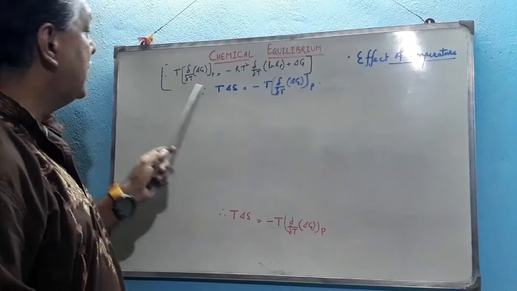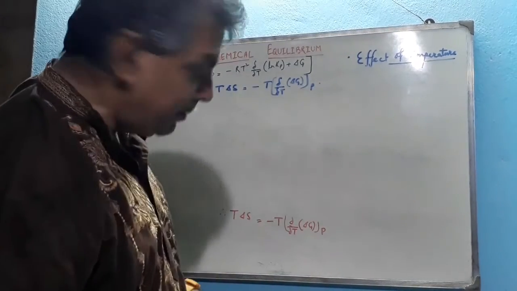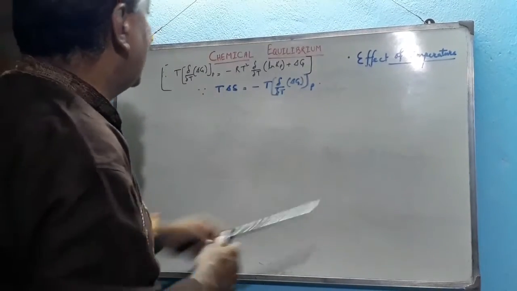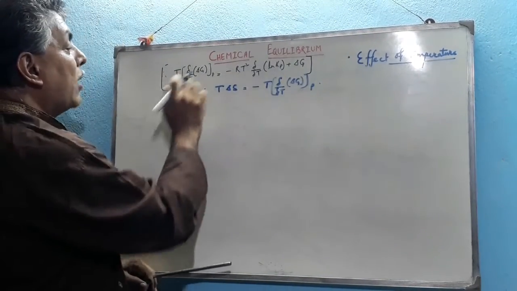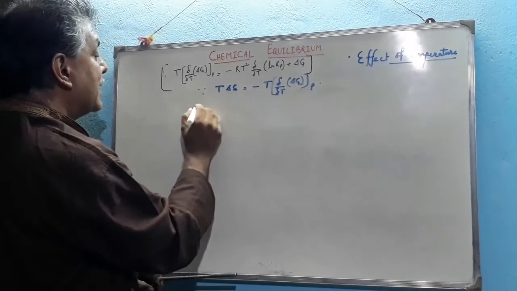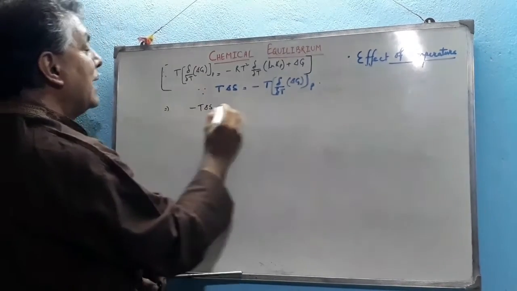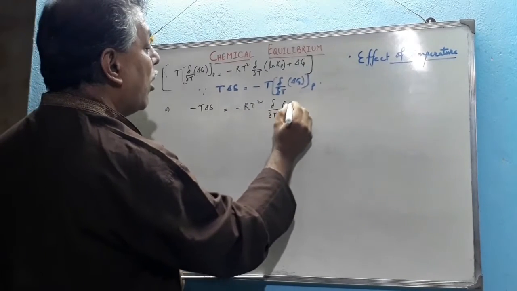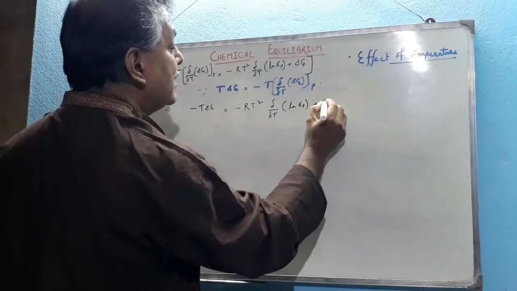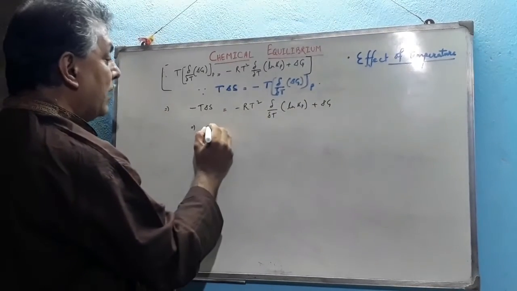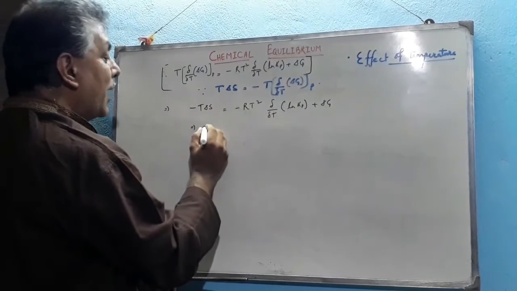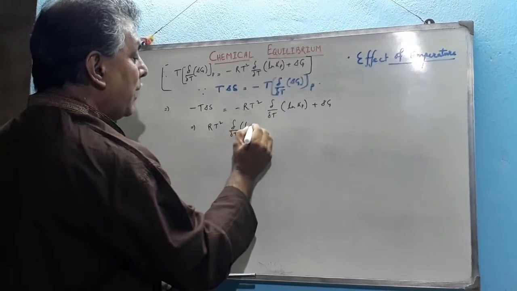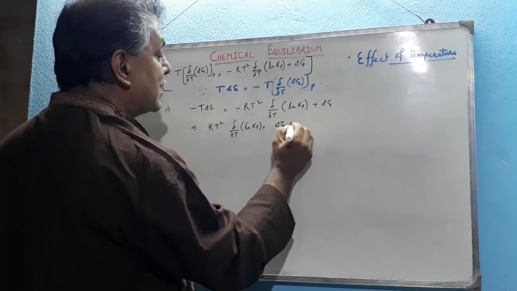Now from this expression we can see that T del S is equal to minus T del T of del G at constant P. So instead of T del T of del G at constant P, we can write minus T del S, which equals minus RT square del T of ln Kp plus del G. Therefore, by changing sides, minus RT square goes to the left-hand side and becomes plus RT square del T of ln Kp equal to del G plus T del S.